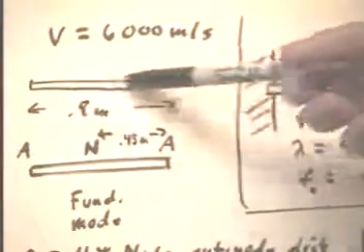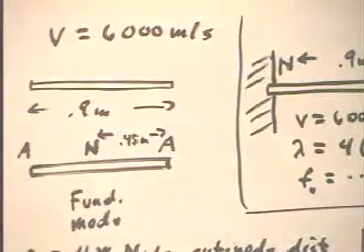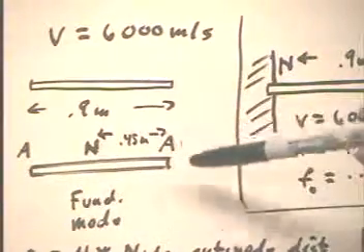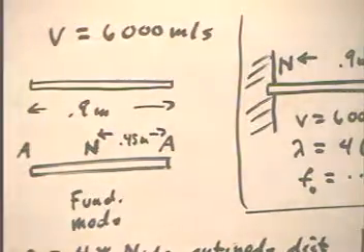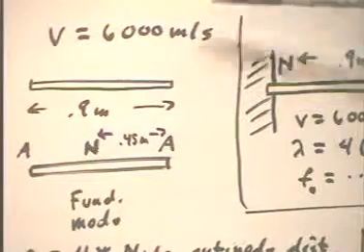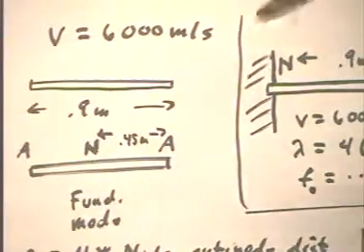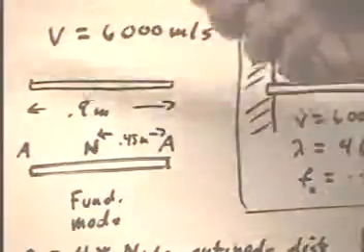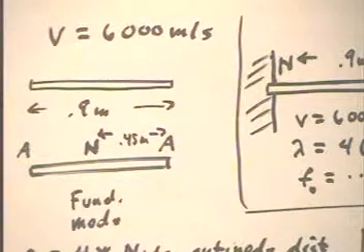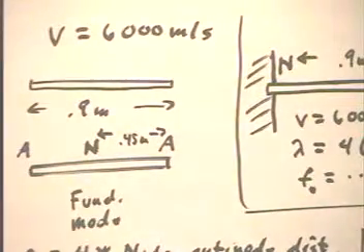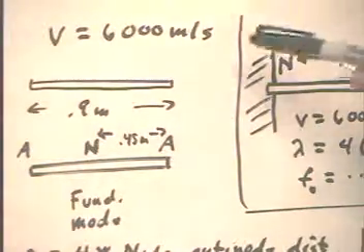If we have a 0.9 meter long aluminum rod with a longitudinal vibration, velocity of 6,000 meters per second, which is about what we conjectured by measuring the length of the rod and the frequency of the sound in class, and this is well within 10% of the accepted velocity and the theoretical velocity for the velocity of a longitudinal wave in aluminum.